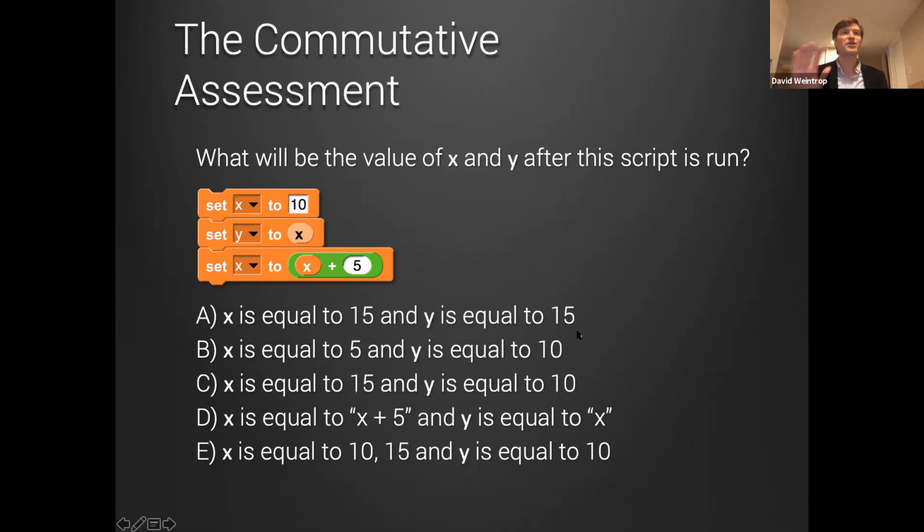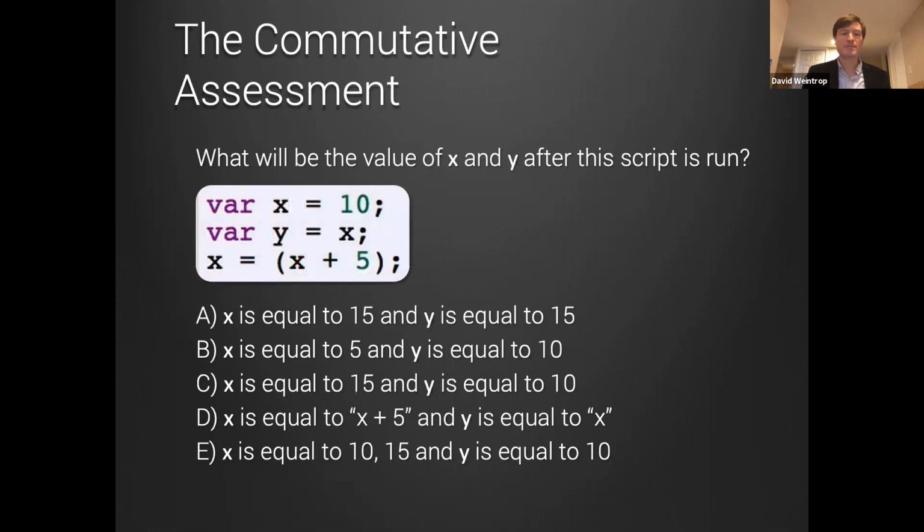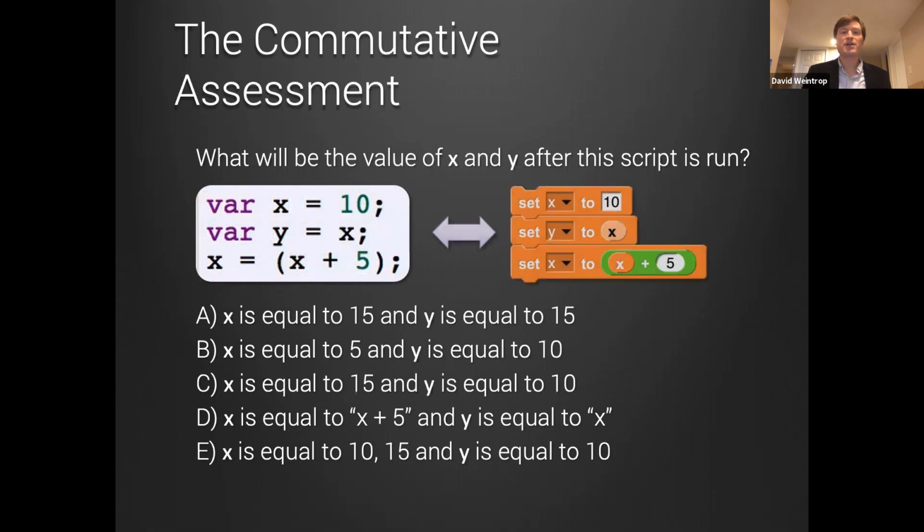Okay, regardless. So here's one question on the commutative assessment. And here's another question from the commutative assessment. And so hopefully what's become clear is the idea behind the commutative assessment is that every question includes some small piece of code for students to either evaluate, explain what's happening, or describe the output. And every question can be asked in either the block-based or the text-based form.